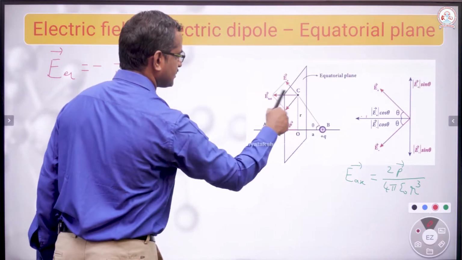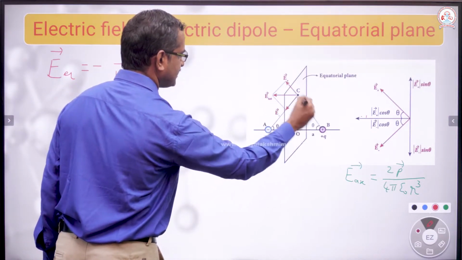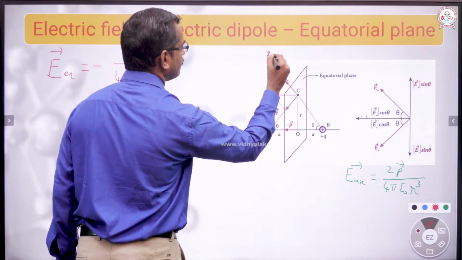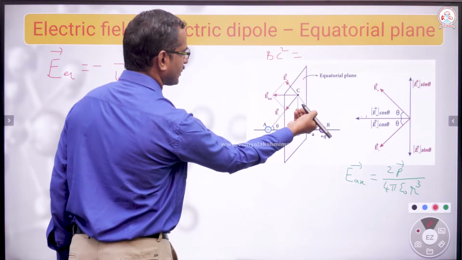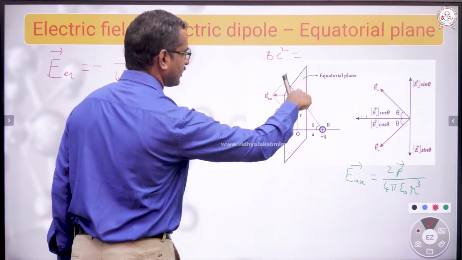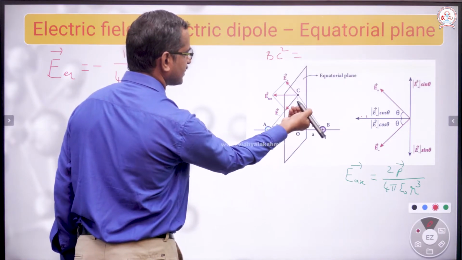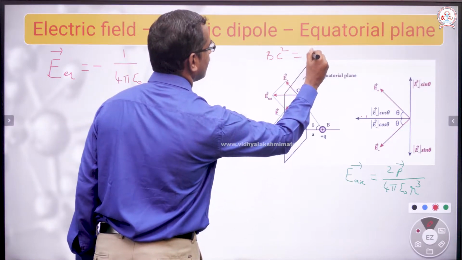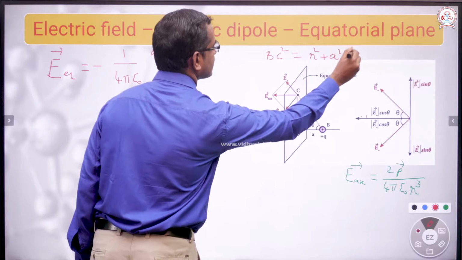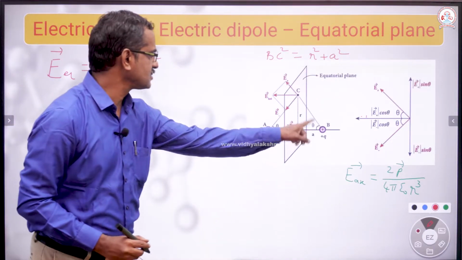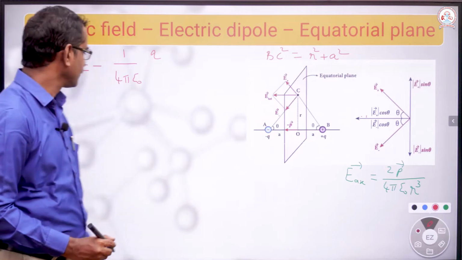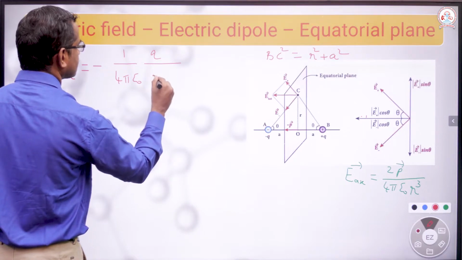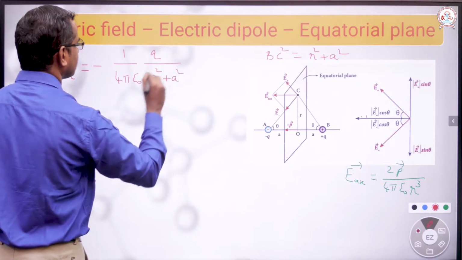BC and AC are both the same. We need BC square, the square of the distance. Applying Pythagoras theorem, BC square is equal to BO square plus OC square, which is equal to r square plus a square. So you can write that the square of the distance is equal to r square plus a square.